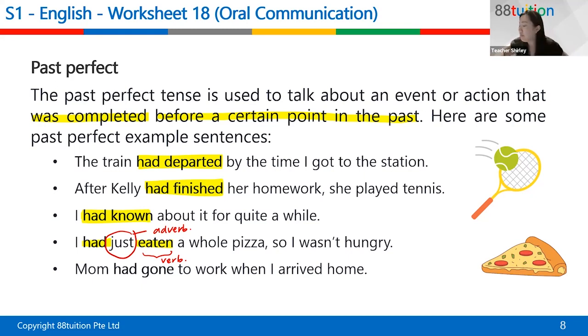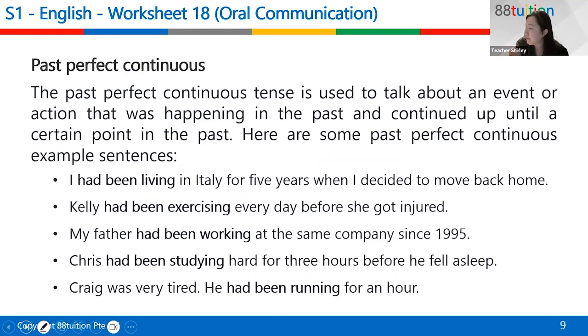Okay. So next one, mom had gone to work when I arrived home. So mom had already gone to work. Okay, it has been completed. Basically, she has left the place. Okay, she had left home. Okay, now next one is past perfect continuous.